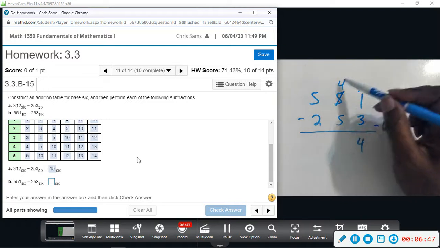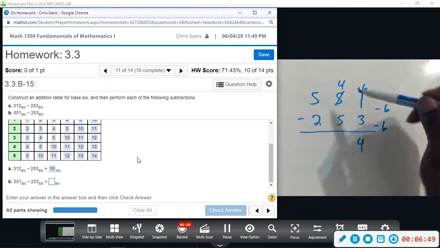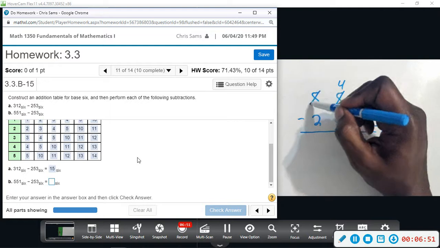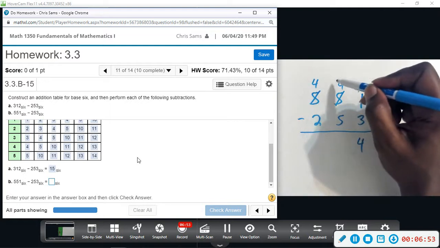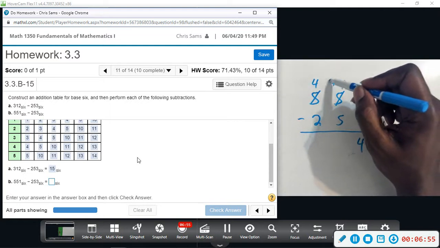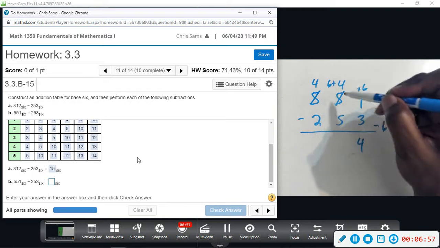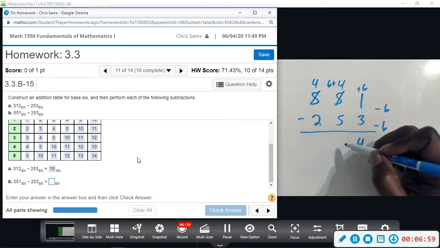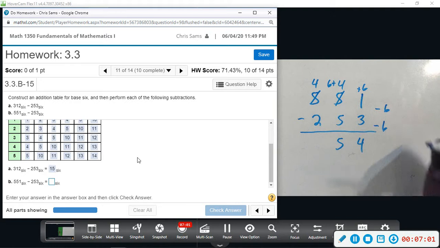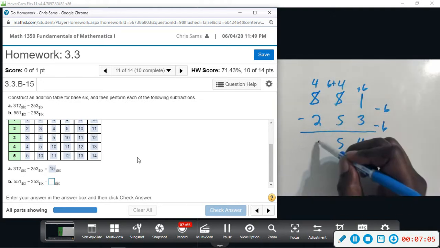Okay, and then I have 4. I want to take away 5. So I have to borrow, add 6. Okay, so this is 10. 10 minus 5 gives me 5. And then 4 take away 2 is 2.